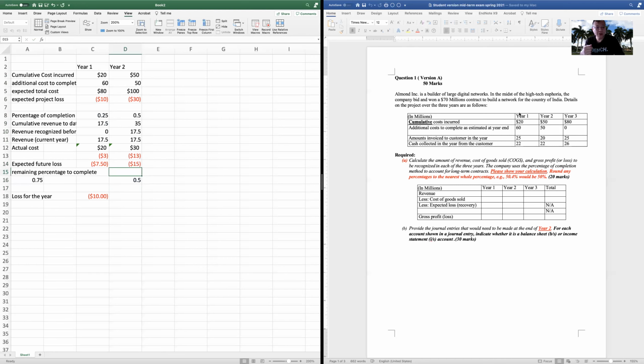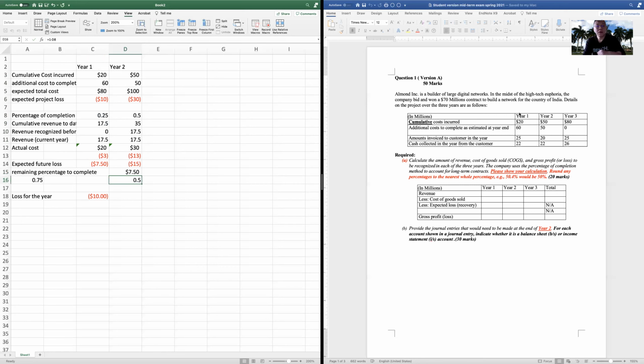So that's the expected loss you recognized based on your information at the end of the first year, at the end of the second year. So whatever you did for the first year should not be accurate, right? Because at that time you have different information. So you have to reverse. You have to reverse the year one, okay?